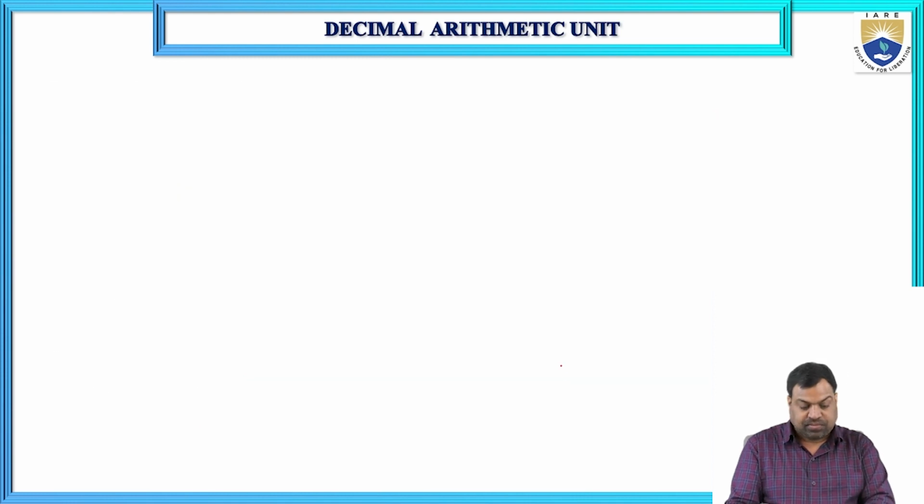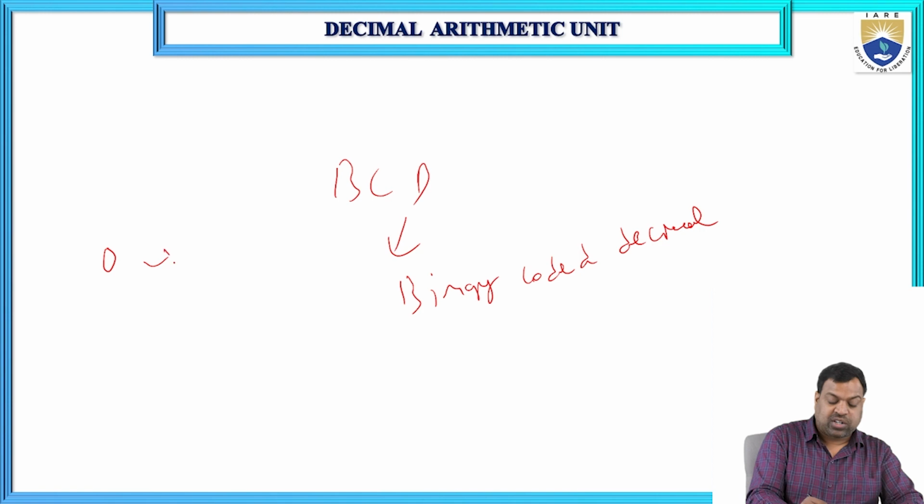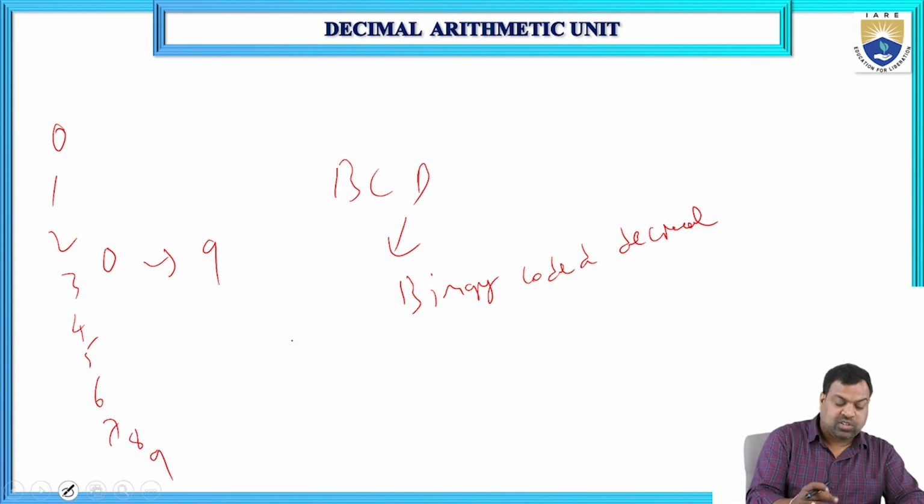Binary coded decimal. Suppose I take the decimal numbers 0 to 9, that is 0, 1, 2, 3, 4, 5, 6, 7, 8, 9. How many are there? Total 10. Binary coded decimal means I take each one as 0 0 0 0, 0 0 0 1, like this.